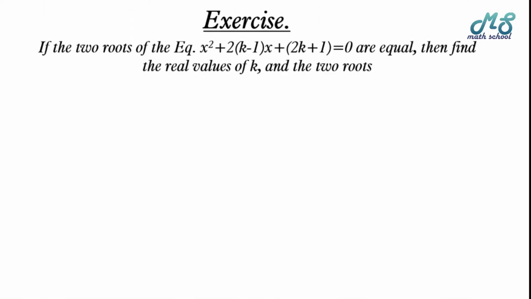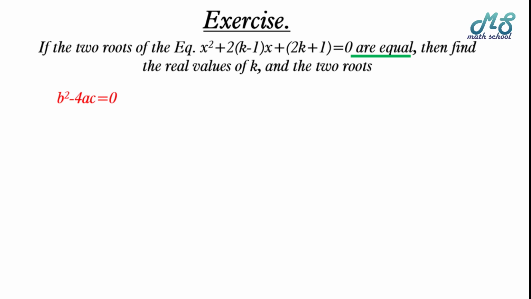Finally guys, we have another exercise. If the two roots of the equation x squared plus 2 times (k minus 1) x plus 2k plus 1 equals 0 are equal, find the real values of k. First, we have to find the real values of k. The two roots are equal. We can deduce that the discriminant equals 0. So the expression b squared minus 4ac equals 0.